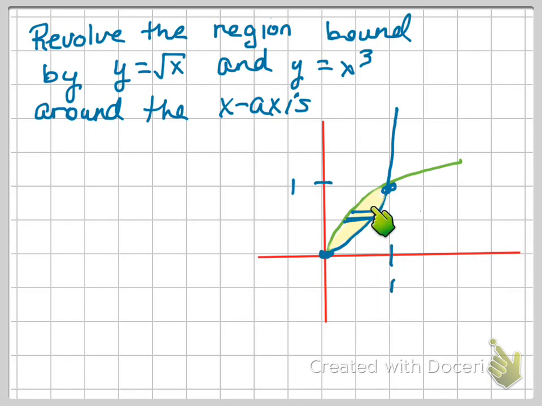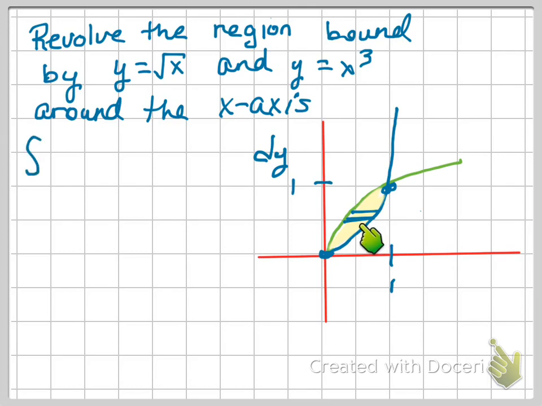And I don't really have a picture of this one, so we're just going to imagine what that would look like. And so if I'm using the shell method, I used a horizontal partition. Remember that horizontal partitions always mean that we're using dy. We're going to use y's in our formula.